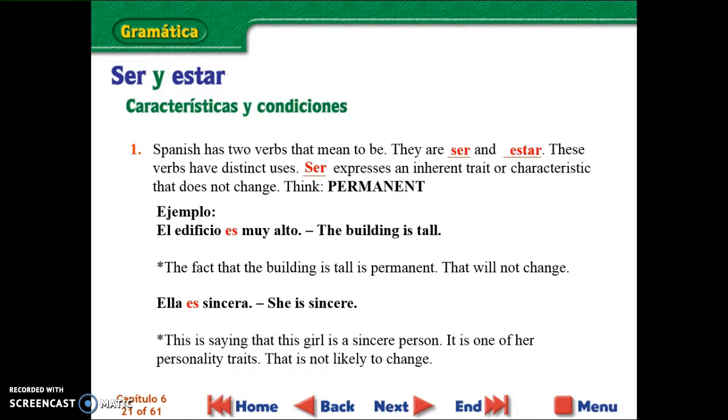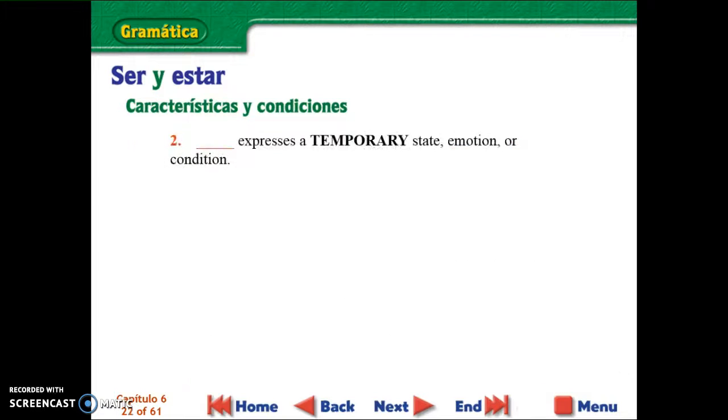I have some more. Ella es sincera. She is sincere. So this is saying that this particular girl, for whomever the sentence is talking about, is a sincere person. It's one of her personality traits, which typically don't change. So think of your personal characteristic traits that don't change. Those would be permanent things about you.